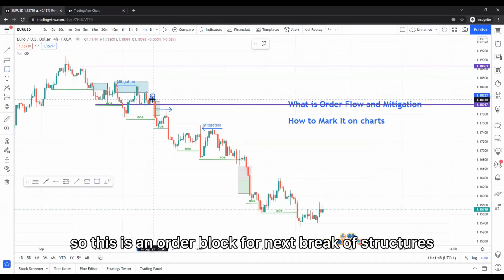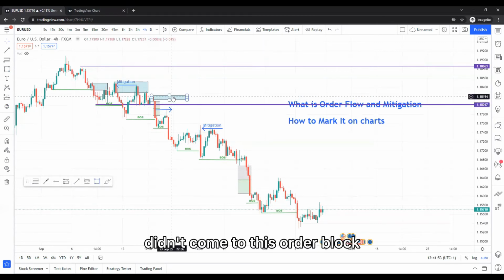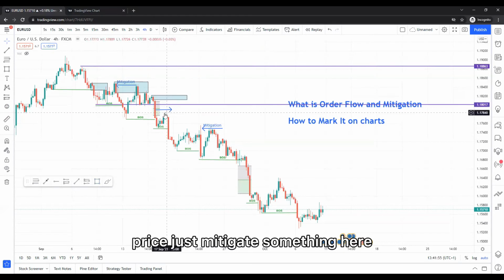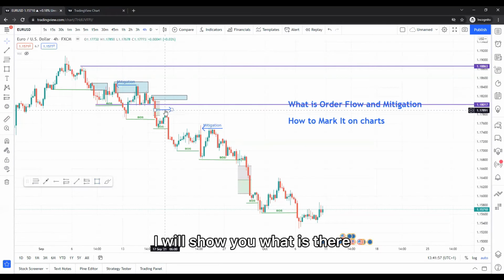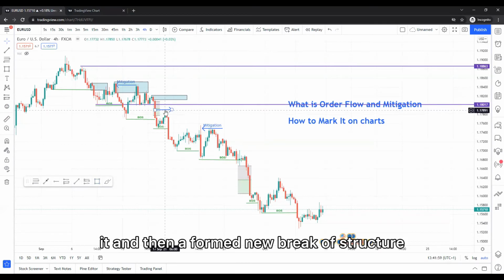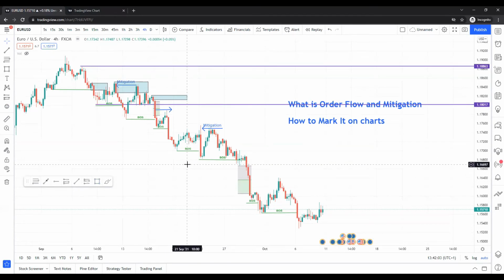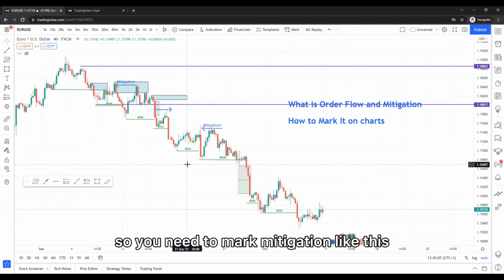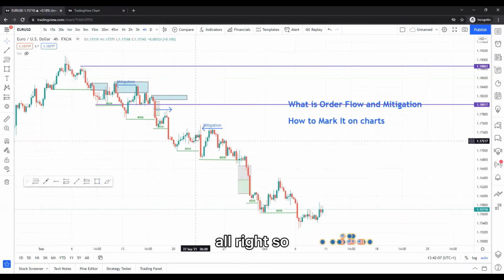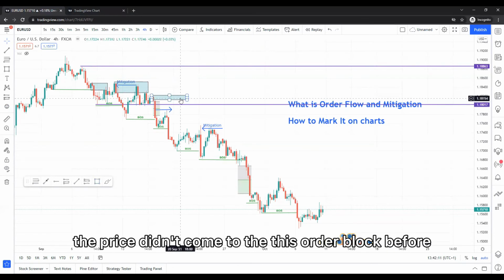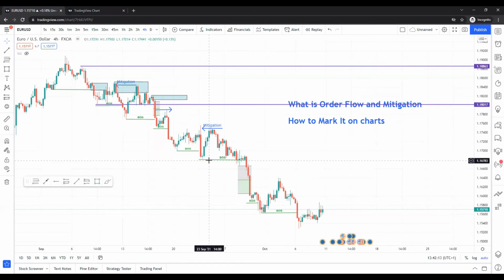So this is an order block for the next break of structure, but price didn't come to this order block. Price just mitigated something here. I will show you what is there, and then it formed a new break of structure, right? So you need to mark mitigation like this, right? So you might say, okay, why didn't the price come to this order block before it comes down to the new low, okay.